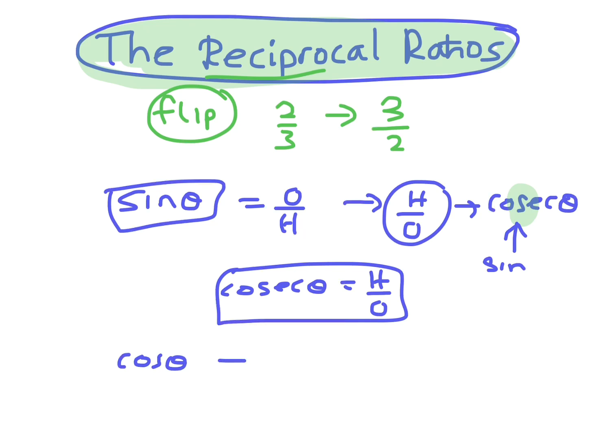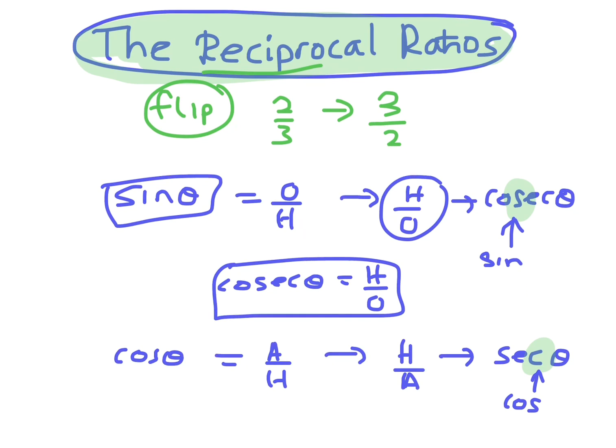Cos theta also has a reciprocal ratio. It is equal to adjacent on hypotenuse. When you flip that over, you get hypotenuse on adjacent, and we call this one sec. And magically, if you look at the third letter, it is a C, cos. So by the third letter rule, you can see that it's an easy way to remember it.